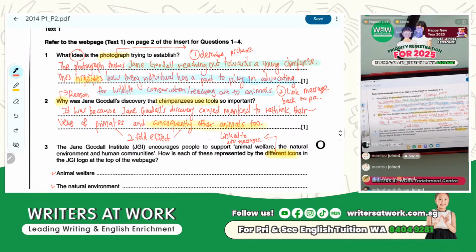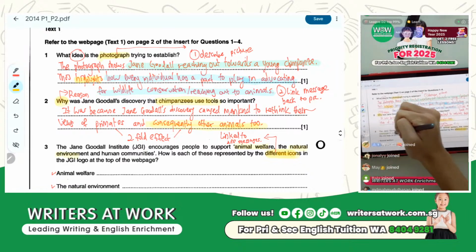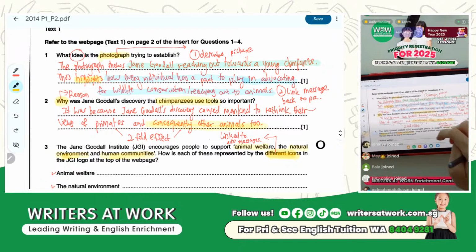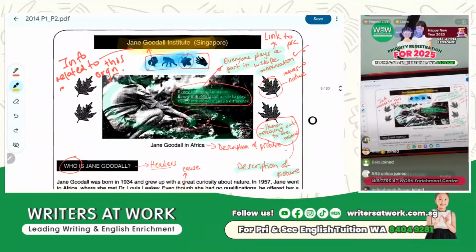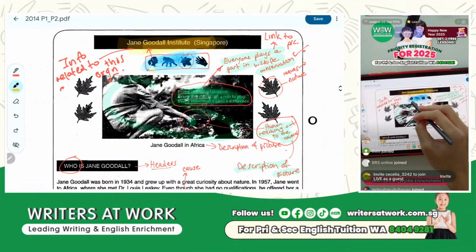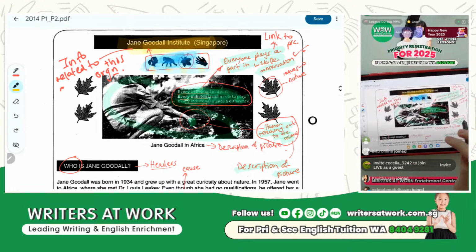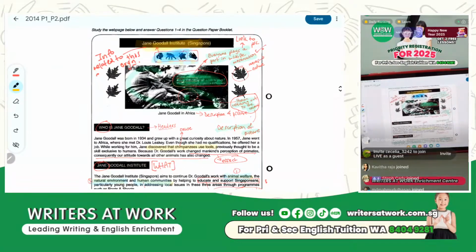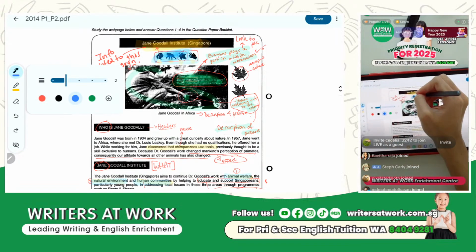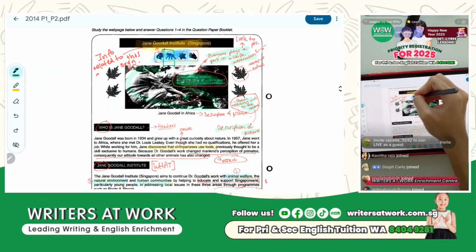Alright, moving on. Let's take a look at question 3. We are looking at how animal welfare, natural environment and human communities are linked to the different icons. Okay, so back to our stimulus, we have the 4 icons here, right? Animal welfare should be quite straightforward. Animal welfare is likely referring to this one, the chimpanzee icon.